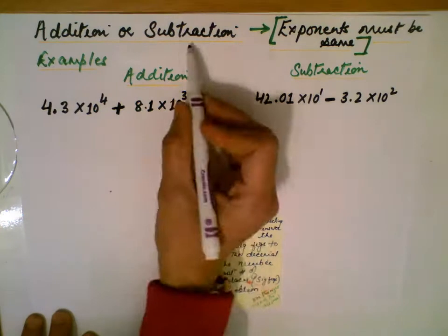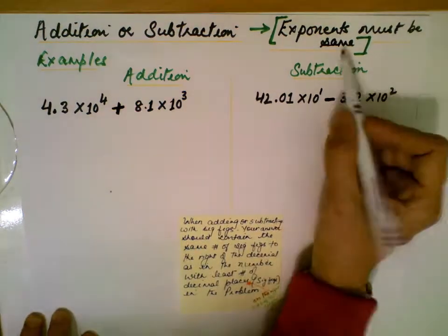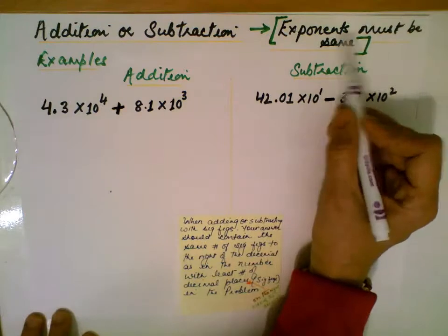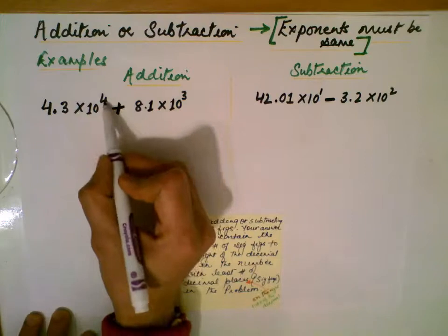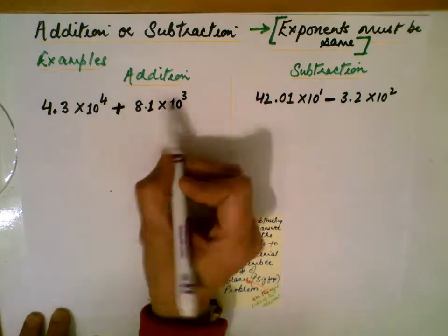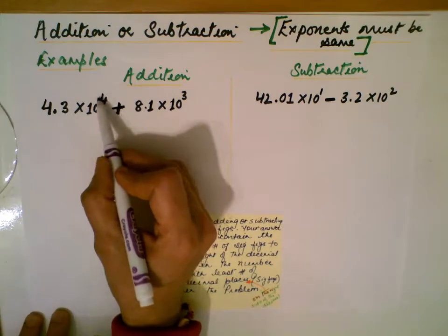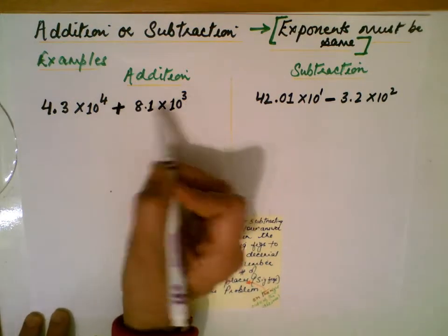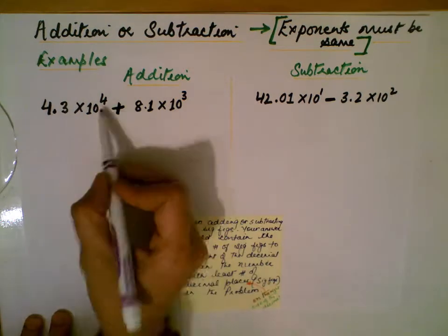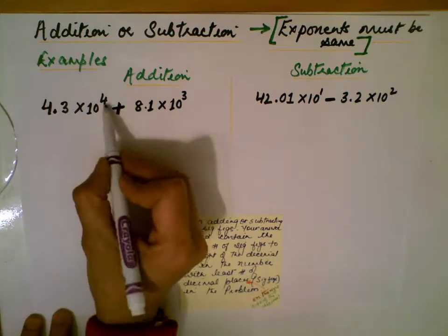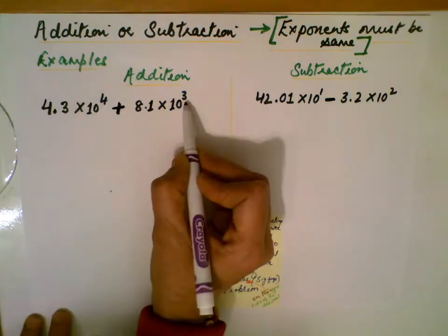So when you are adding or subtracting, this is nothing like multiplication and division. Here you want to first make sure exponents must be the same. So here you have 4, this is 3. Your first job is to make both of these exponents the same. If they were already the same, if you had 3 here and 3 here, then you wouldn't have to do anything to those exponents. However, since they are different, your first job is to make them the same. So you can either change this one into 3 or this one into 4.